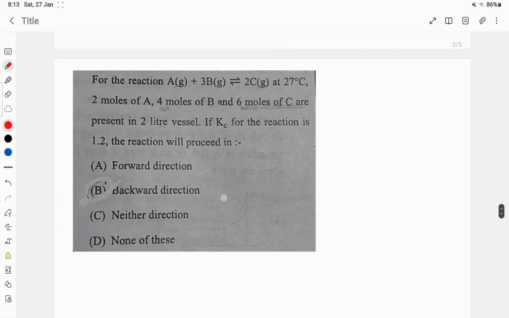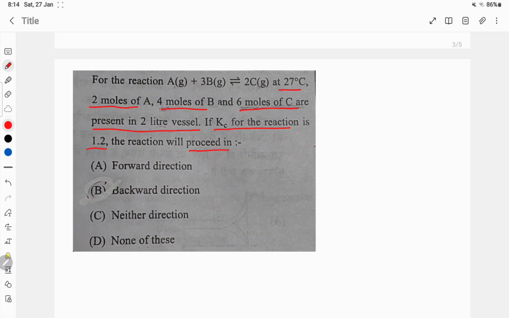Okay, let's move on to the last one. For the reaction, A reacts with B to give 2 moles of C: 1 mole of A, 3 moles of B give 2 moles of C at 27 degrees Celsius. 2 moles of A, 4 moles of B, and 6 moles of C are present in a 2-liter vessel. If the Kc for the reaction is 1.2, then the reaction will proceed in which direction?